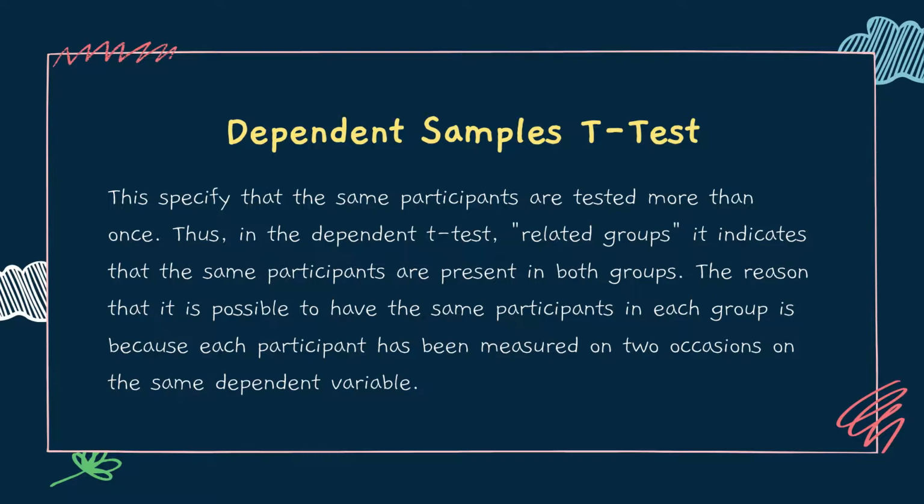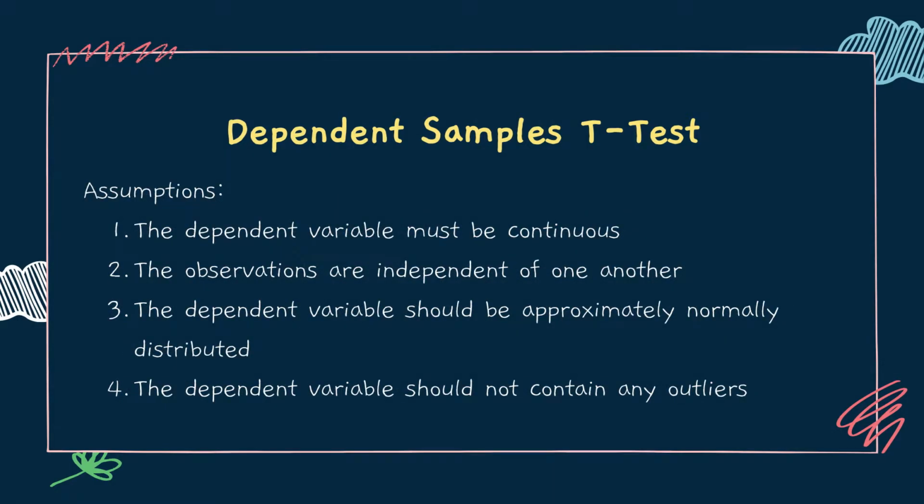The reason that it is possible to have the same participants in each group is because each participant has been measured on 2 occasions on the same dependent variable. It has 4 assumptions. The dependent variable must be continuous, the observations are independent of one another, the dependent variable should be approximately normally distributed, and the dependent variable should not contain any outliers.